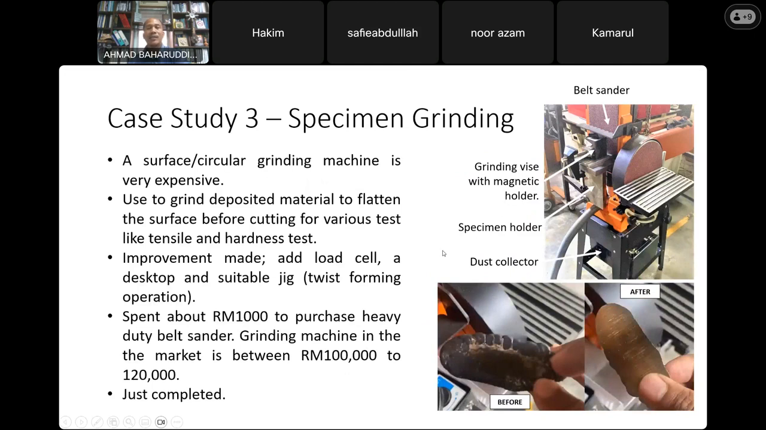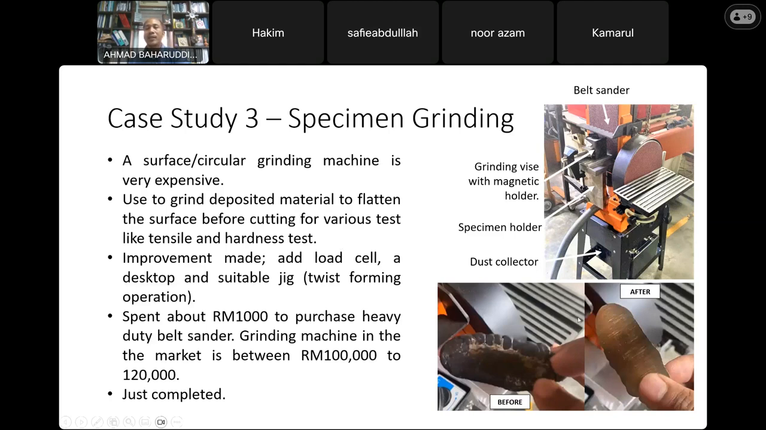Another one is the grinding machine that I mentioned just now. We are now doing research on wire arc additive manufacturing, and the specimen is very thin and the surface is very rough, and it is small, so it is difficult to hold on a conventional lathe machine, milling machine or surface grinding. We don't have surface grinding at school. As I mentioned just now, we cannot buy it until now. So I spent, I think, less than 1,000.